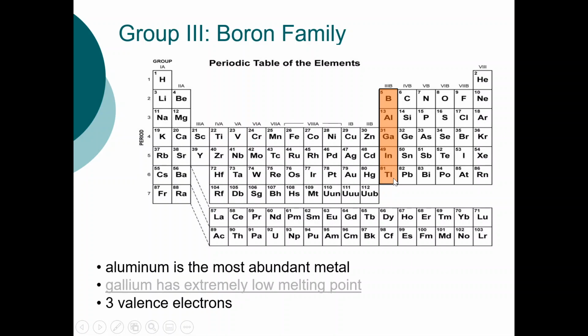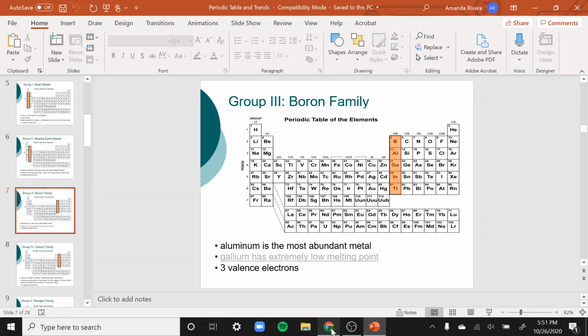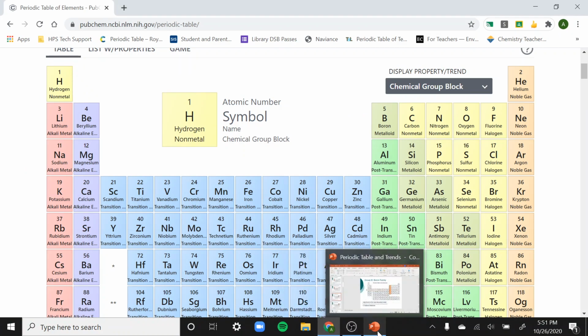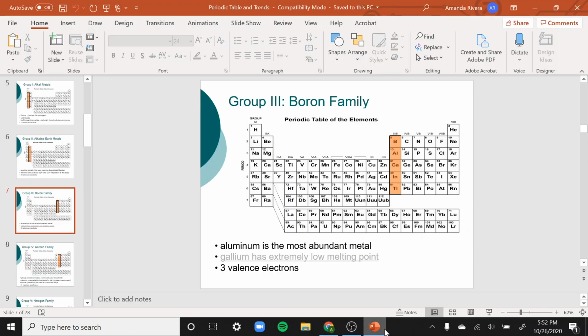I don't even know the name of that element. Isn't that embarrassing? It's pretty bad. Should we go look? Yeah, let's go look. Oh, it's thallium. Duh, I knew that. It's late at night, you guys. All right.